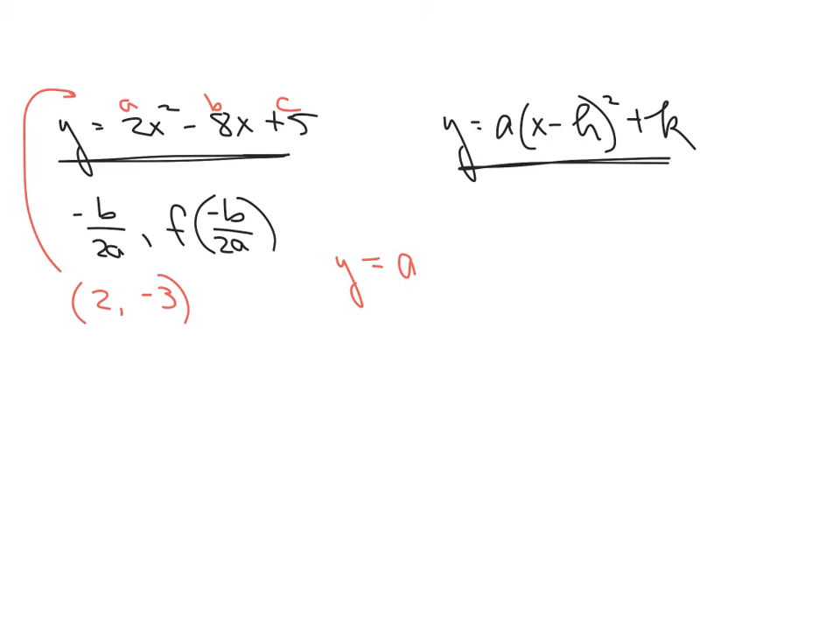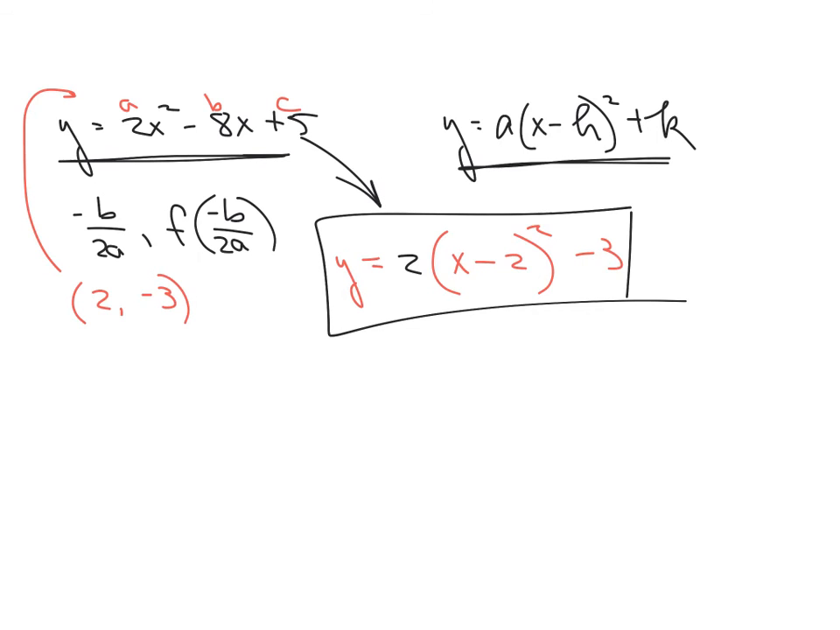So now we've got a times (x minus 2) squared minus 3. Okay, so we're getting there. We have to find a now. Once we find a, then we're good to go. But one thing that we know about a is that it's the same here as it is here. Okay, a doesn't change. So I know that a is 2, so I'm going to erase this a right there, and I'm going to put a 2 in its place. And I am done. I just translated it from quadratic form into vertex form, and that's it for 3.1.